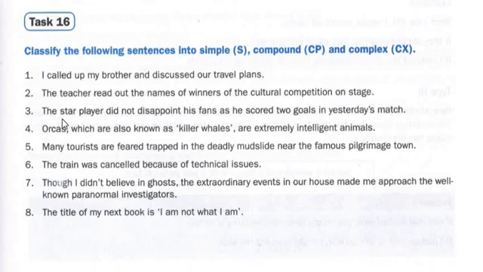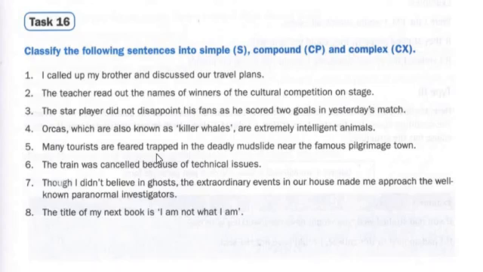Now the third one. The star player did not disappoint his fans as he scored 2 goals in yesterday's match. The star player did not disappoint his fans is one independent clause. As he scored 2 goals in yesterday's match is a subordinating clause. Therefore, it's a complex sentence. Now, orcas, which are also known as killer whales, are extremely intelligent animals. There is no coordinating or subordinating conjunction, therefore it's a simple sentence.